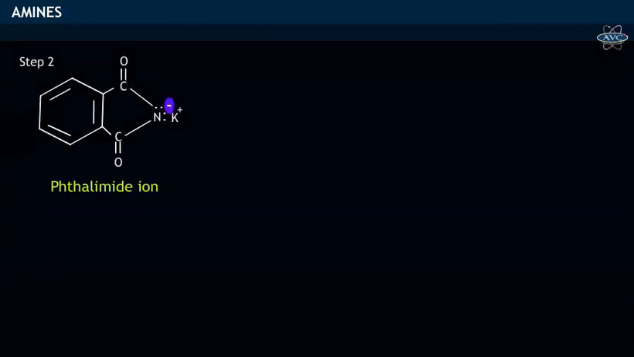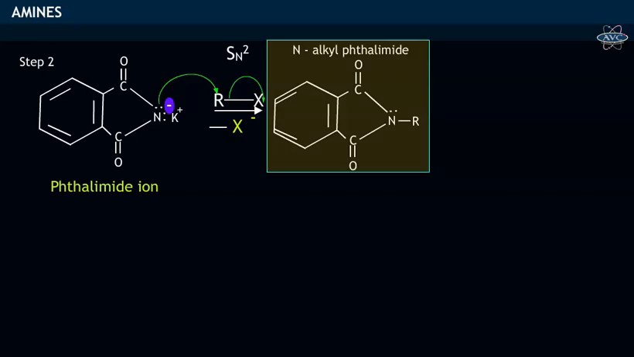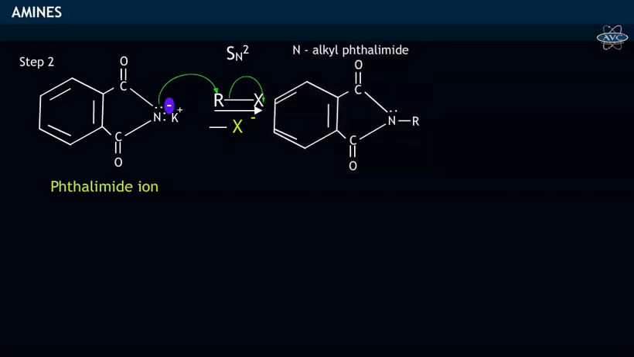In step 2, the phthalimide ion, using its excess electrons, attacks the alkyl halide RX via an SN2 reaction, displaces halogen X as halide ion X-, and thereby forms N-alkyl phthalimide. In this compound, a new carbon-nitrogen bond is formed.